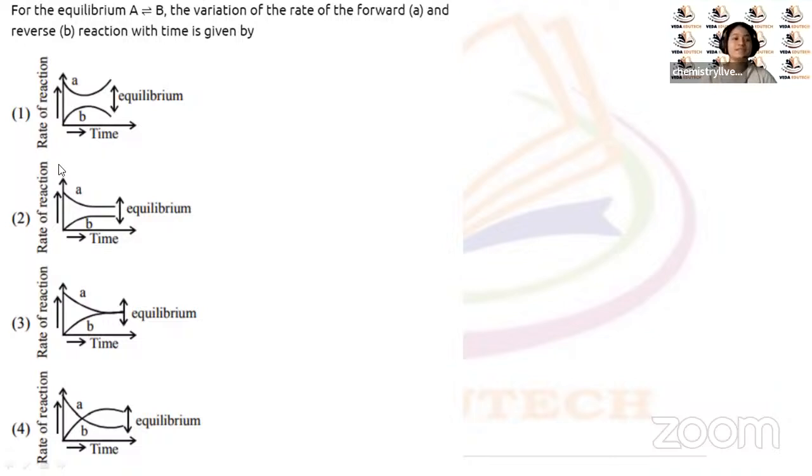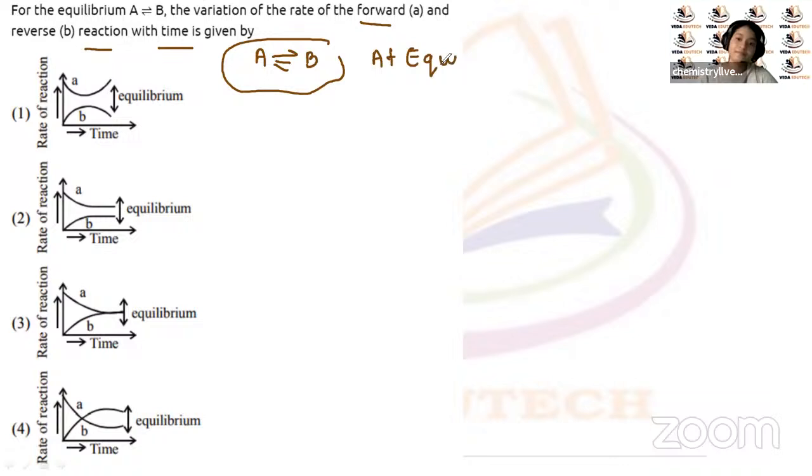Okay, children. So let us see what is given here. For the equilibrium, A is to B. This is given to us here. The variation of forward and reverse reaction with time. So how are the forward and backward reaction? We know that whenever there is equilibrium, the rate of forward reaction is always equal to the rate of backward reaction. Yes, this is the concept of equilibrium. Yes, and also we know that K is equal to, let us see the diagram.